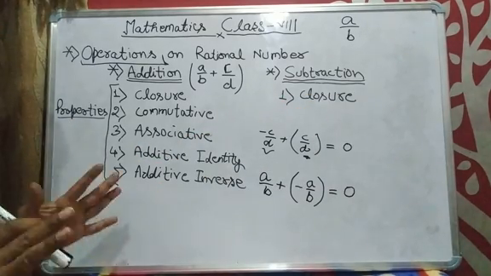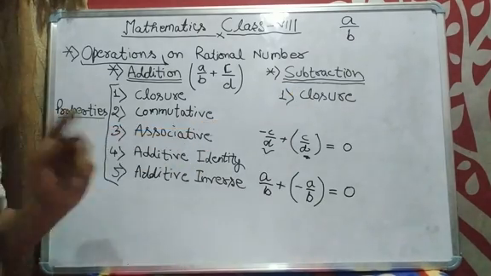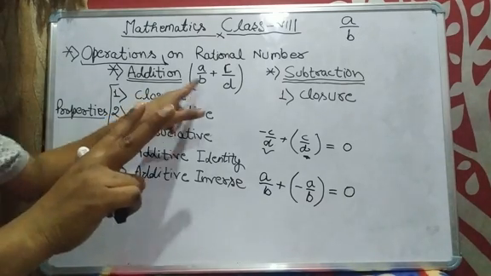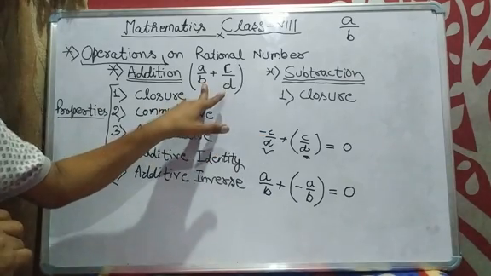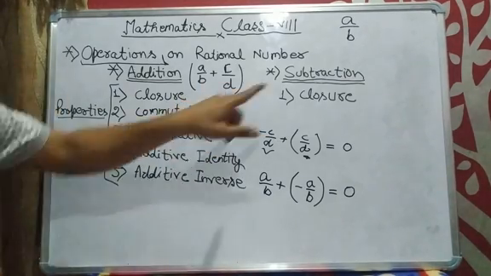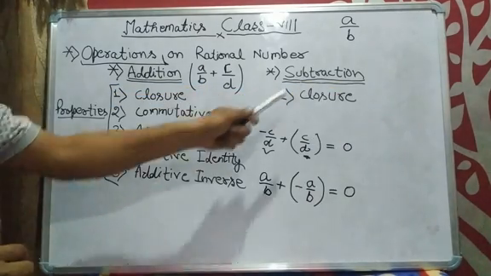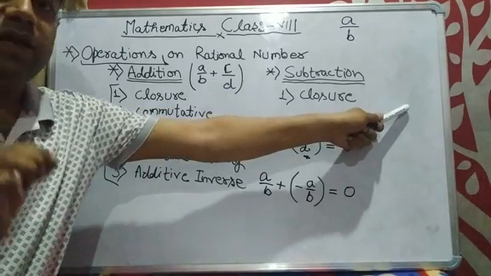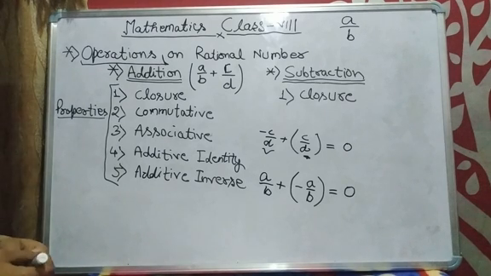In subtraction, only closure holds. What was the closure? If two rational numbers are added, the result should be a rational number. If two rational numbers are subtracted, the result must be a rational number. So we can say subtraction is closed.